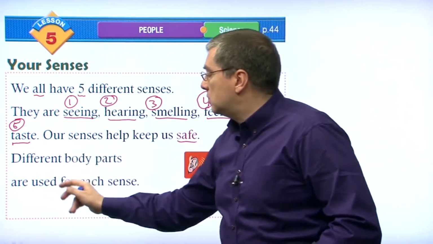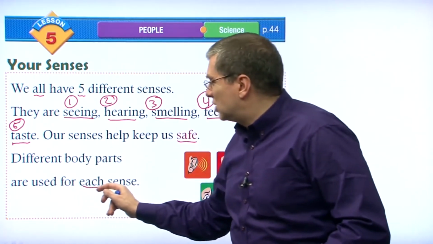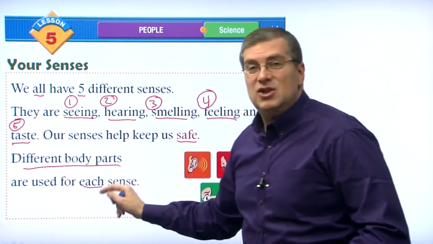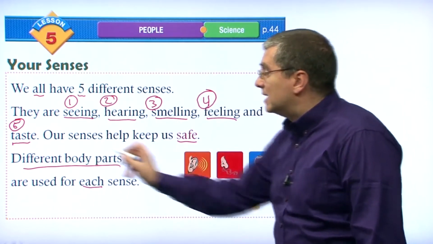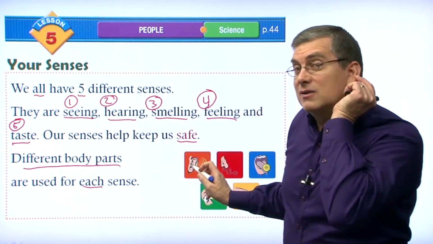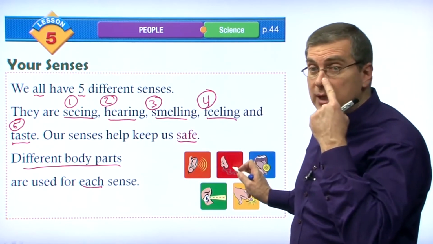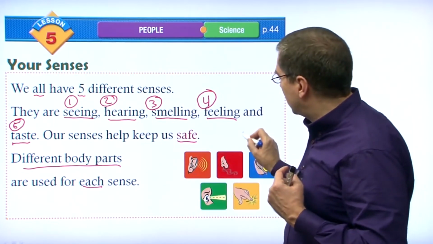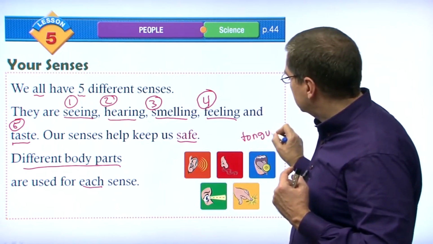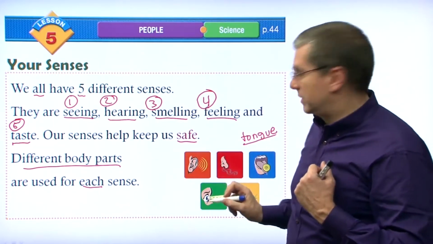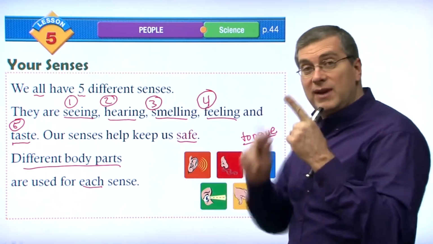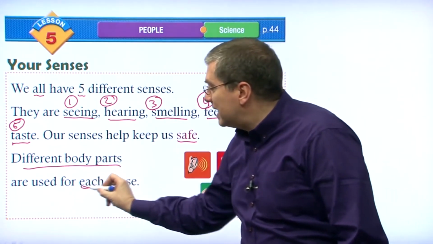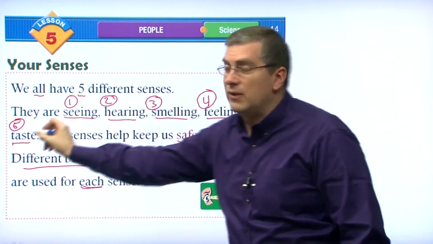Different body parts are used for each sense. So each sense, each 1, 2, 3, 4, 5, uses different body parts. Ear is a body part. Nose is a body part. Tongue is a body part. Let me write that for you. Tongue is a body part. Eye is a body part, and finger or skin is a body part. These are the body parts that we use for each of these 5 senses.